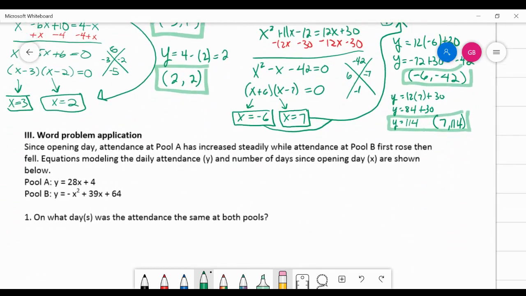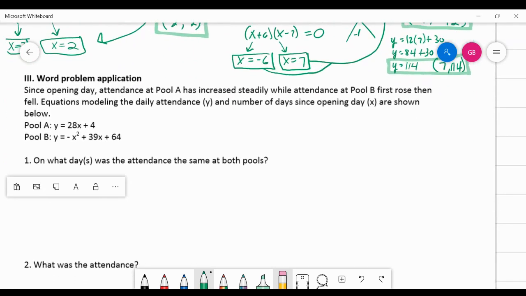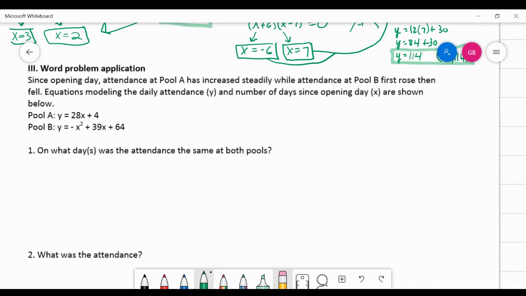Now we're going to get into a word problem, because you do have a word problem in this homework. So let's read it. Since opening day, attendance at pool A has increased steadily, while attendance at pool B first rose, then fell. Equations modeling the daily attendance, that's what y stands for, and the number of days since opening, that's what x stands for, are shown below. On what days was the attendance the same at both pools? So what days? So we're looking for the x values here for number 1.